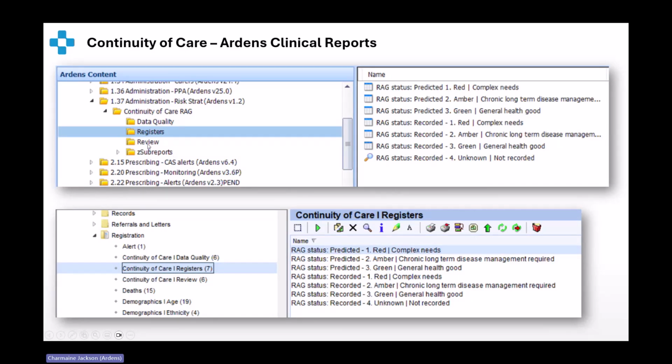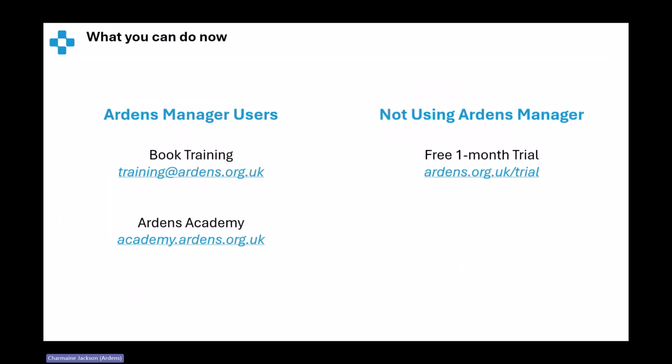Notice that we also have a review folder, so this will help you with just ongoing management to make sure that the statuses are kept up to date. And we also have data quality reports, which are quite good as well, because these will say, look, this patient's red, but should they be an amber? Or these patients are green, but should they be an amber patient or a red patient based on the criteria that's gone into their record? So it's worth, again, having a look at this. But remember, this is only data that's available within your practice, within your organisation. If you want to go a step further and look at it across organisations, then you need to be looking at Ardens Manager for that.